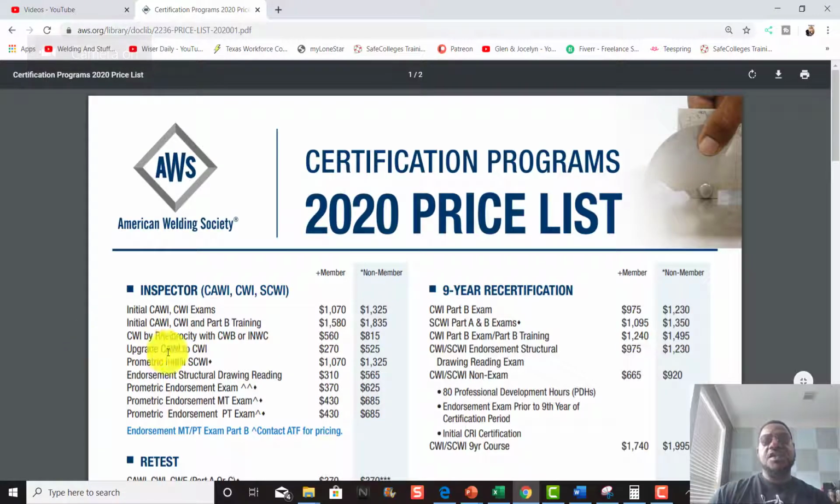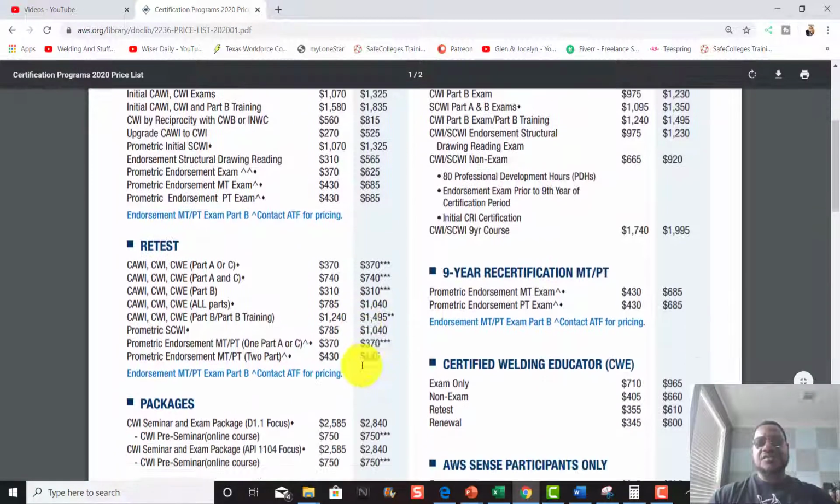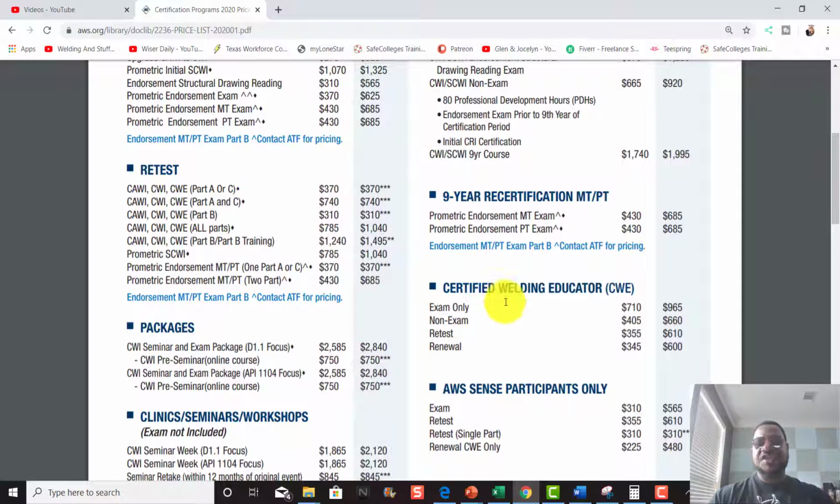This is your 2020 price list, and I'm going to show you what it costs for a Certified Welding Educator. For exam only, you pay this. This is for members right here, and this is for non-members, so you pay $710. Like I renewed mine. Whenever I get ready to renew mine, I have to pay $345.